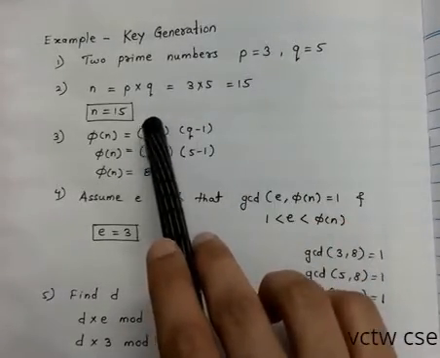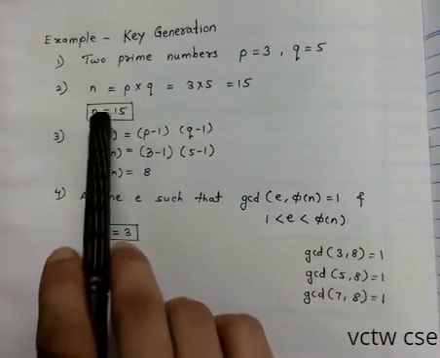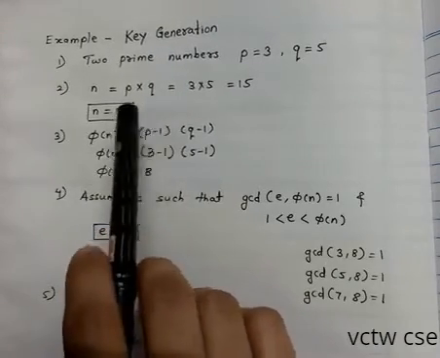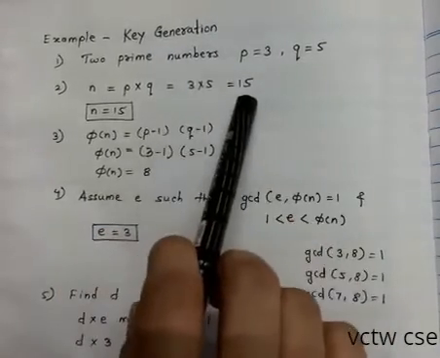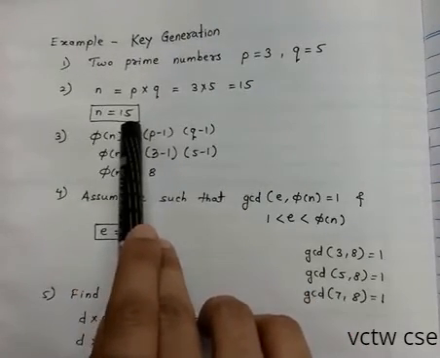And the next step is calculate the value of n. So the formula for calculating the value of n is equal to P into Q. Here P into Q is 3 into 5, which is 15. So here we got the value of n as 15.